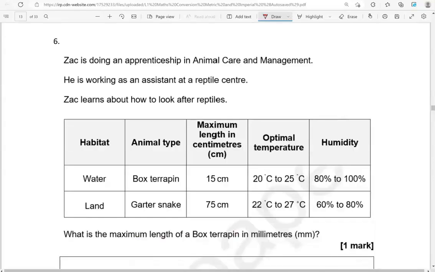Jack is doing an apprenticeship in animal care and management. He is working as an assistant at a reptile centre. Jack learns about how to look after reptiles. What is the maximum length of a box terrapin in millimeters?